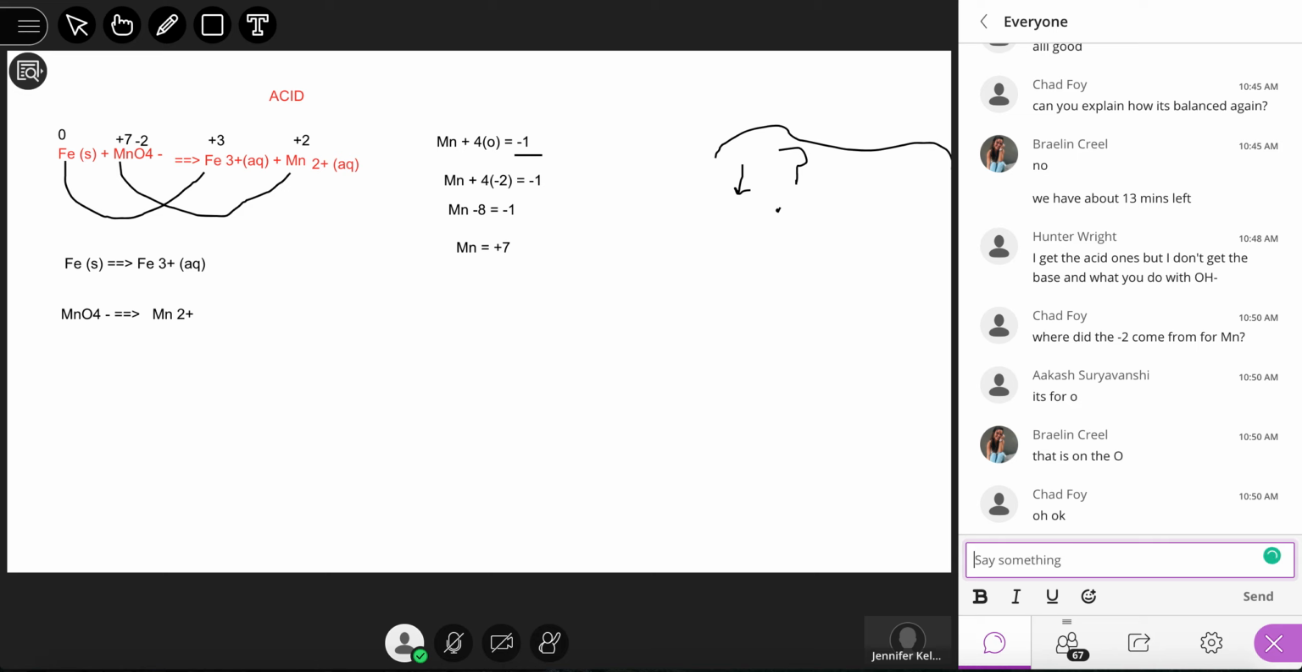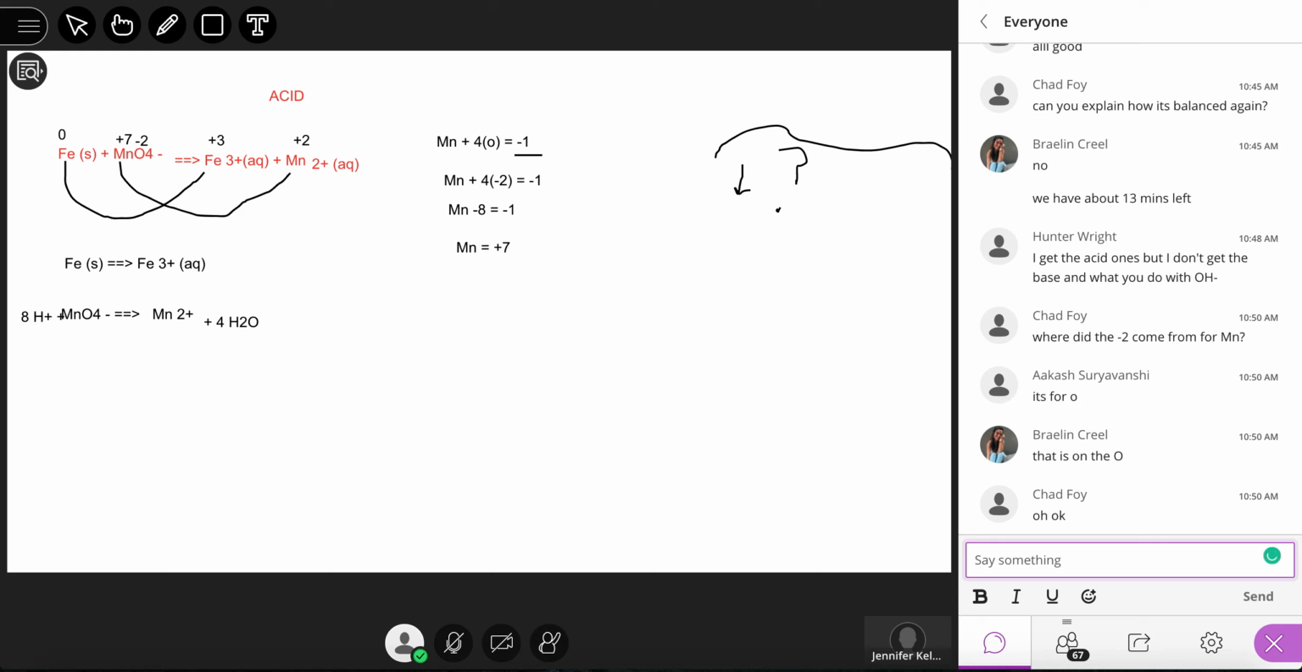I have oxygen on the left. If you have oxygen somewhere, but you don't have it balanced, wherever you have less, you're going to add water to balance it out. In this case, I have oxygen on the left, so I'm going to add water on the right to balance that oxygen. And since I have 4 oxygen, I have to add 4 water because each water has 1 oxygen in it. So now I have 4 oxygen on the left and 4 oxygen on the right. Problem is, I now have 8 hydrogen on the right. So I'm going to add hydrogen to the left in the form of H+.